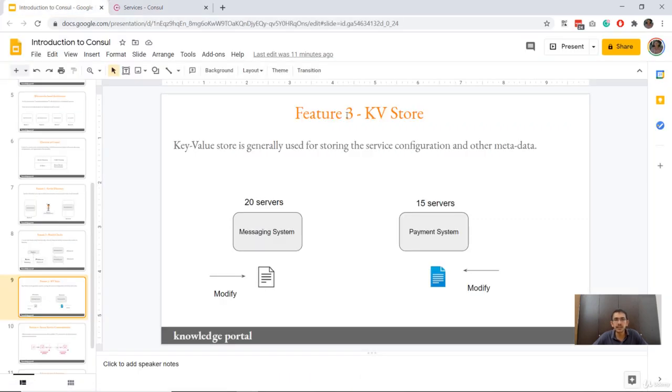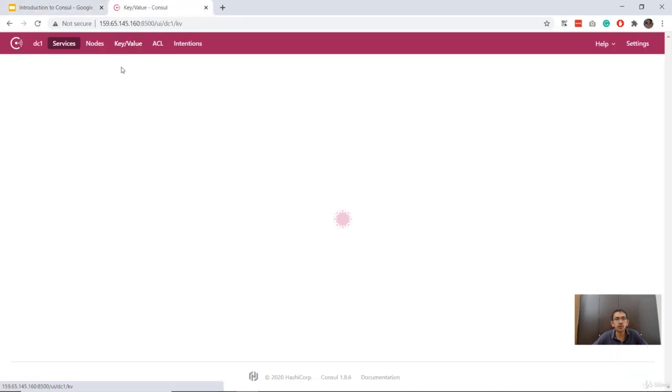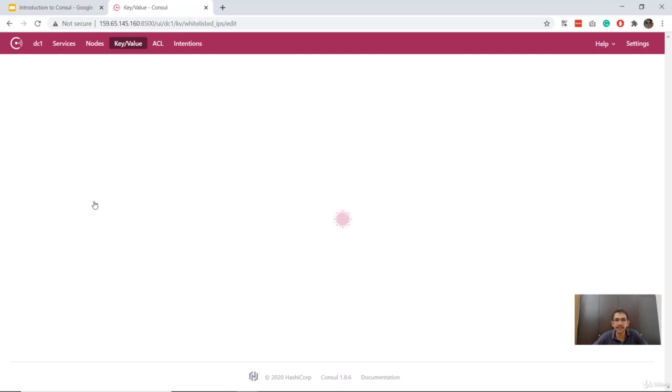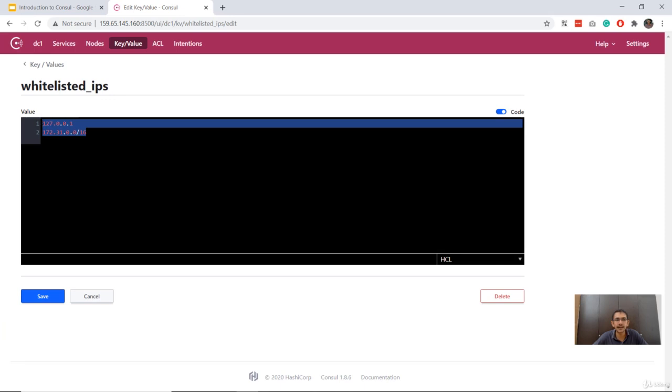Third is related to the key value store, where you can store the configuration centrally. Let's say that you have a configuration of whitelisted IPs with a set of IP addresses, and this configuration is being referred to by 10 web servers running in your organization. Tomorrow, let's assume that you are adding a few more IP addresses here. Let's say 192.168.0.5. You have added one more IP address here.